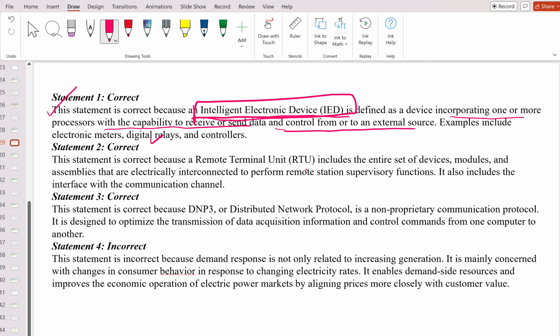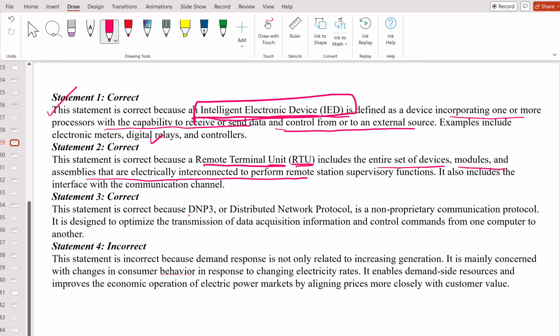Second option is saying RTU. RTU is the remote terminal unit. They include the entire set of devices, modules, and assemblies that can be electrically interconnected to perform remote station supervisory functions. Suppose you have a SCADA system and you have plants located at a far end. You need a SCADA system at a central location that can monitor all the systems remotely and give commands from there. So that is called a remote terminal unit. It is kind of a SCADA system.